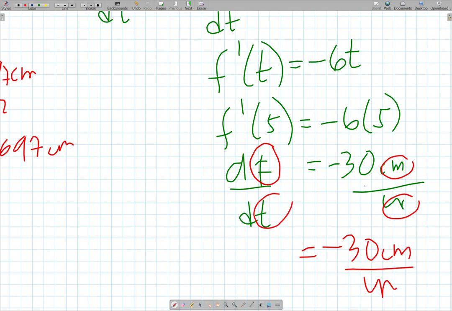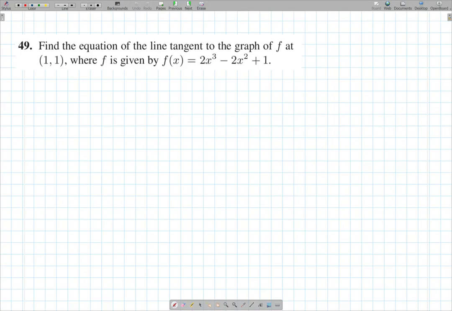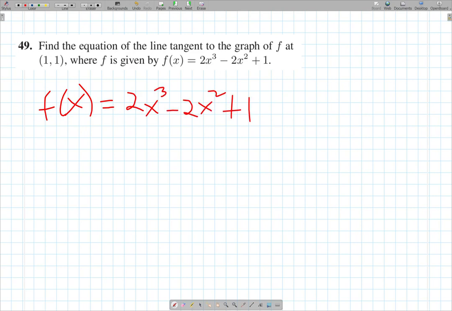Next example. Find the equation of the line tangent to the graph of f at (1, 1), where f is given by f of x equals 2x cubed minus 2x squared plus 1. So we are given a graph equation, f of x is equal to 2x cubed minus 2x squared plus 1. We are looking for the equation.